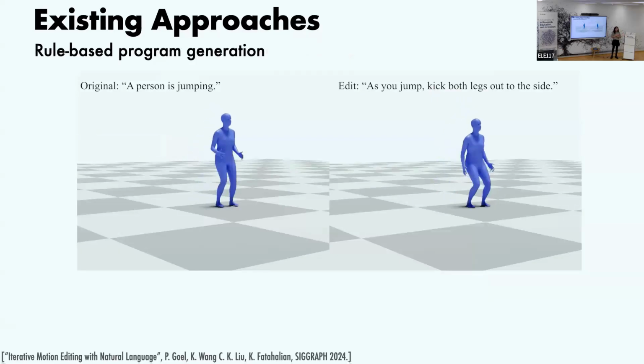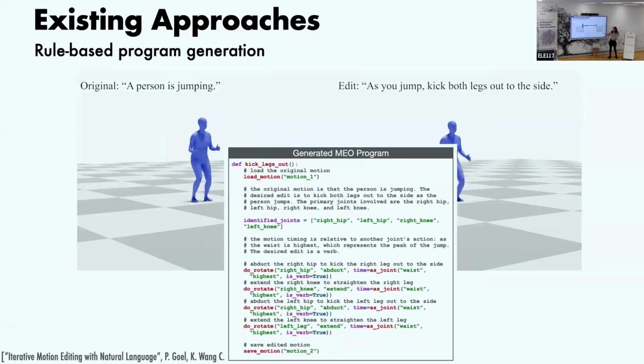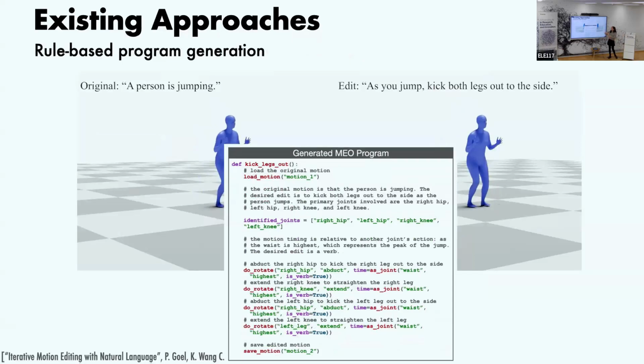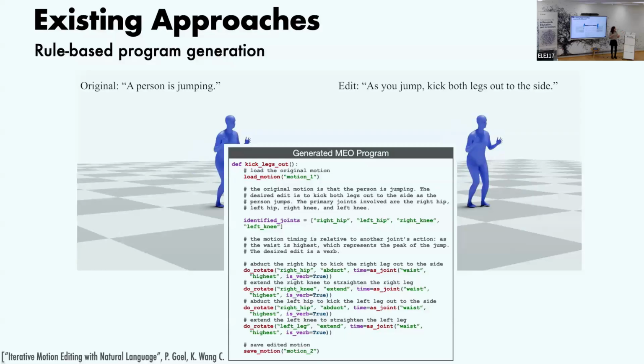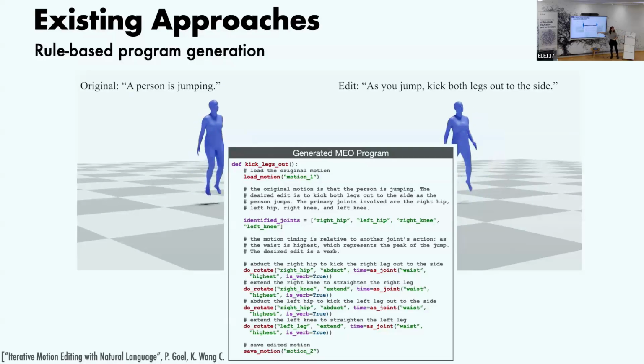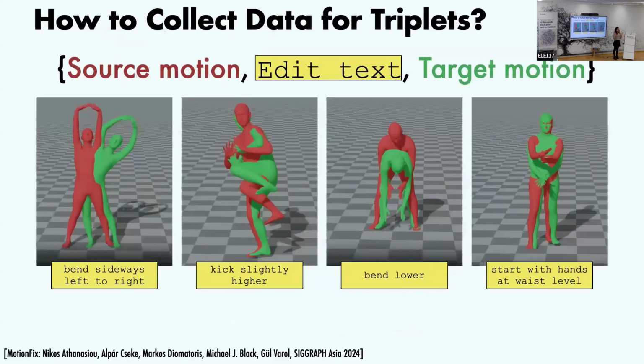There is more recent work, which is actually quite interesting, at SIGGRAPH that uses a language model to generate code, given some rule-based stuff that says, if it says as you jump, then you need to make it throughout all the time frames. If it says at the beginning, you need to do it only there. So it identifies frames and then modifies those frames given some rules and joint rotations. It's quite complicated, but it works for certain edit types quite well, but not for generic open free-form text.